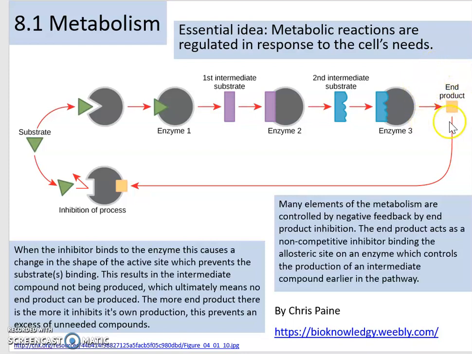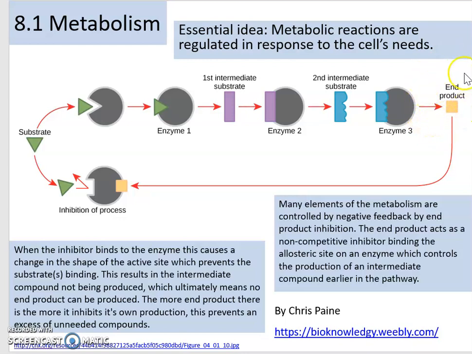As the product is used up, it will unbind from this allosteric site. And as it unbinds from that allosteric site, again, we release that inhibition and it goes back to its normal shape, and the reaction can proceed. So in this way, the end product is regulating how much of it is produced.